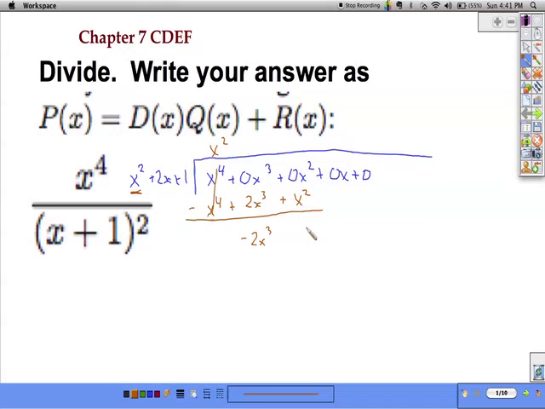I get negative 2x cubed minus x squared, and I'm going to bring the next term down. And I'm going to repeat the process now. x squared times what will give me negative 2x cubed? Negative 2x will. And I'm going to multiply that back by all three of these terms in the divisor.